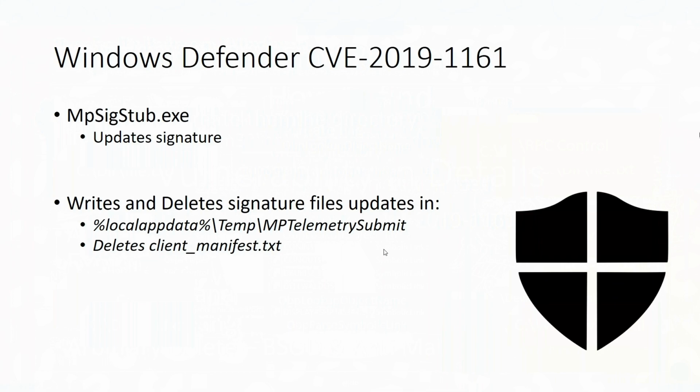Because this product is so complicated, it has many modules. One of the modules, which is called MpSvc stub, also runs in the same context as Windows Defender, and it is responsible for updating, downloading, and extracting signatures to the anti-malware engine. Now, it does the entire operation in the local app data folder, which is, of course, not a protected folder because the local user can access it. And it does the write operations and delete operations of signature files inside the Temp\MpTelemetrySubmit folder.